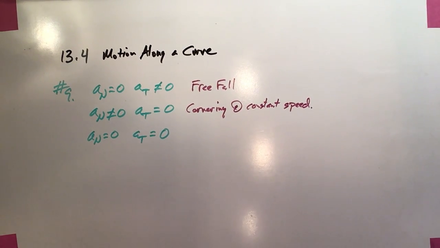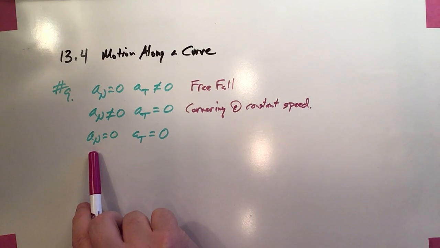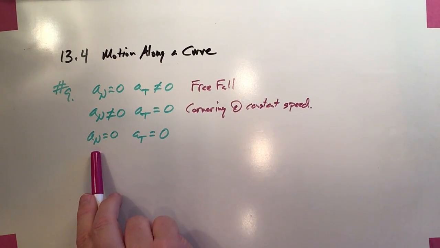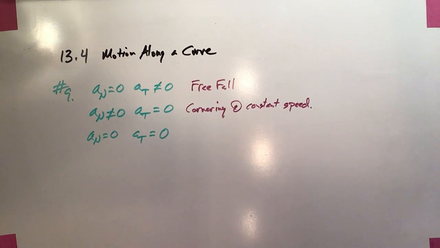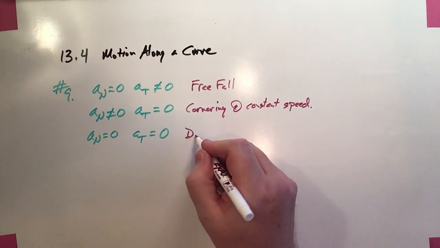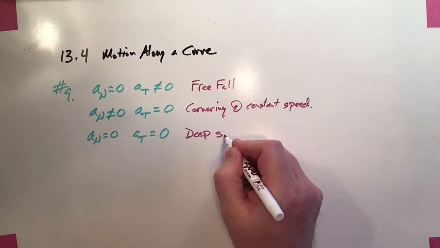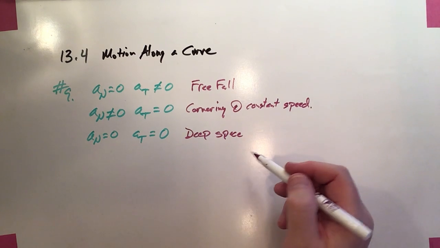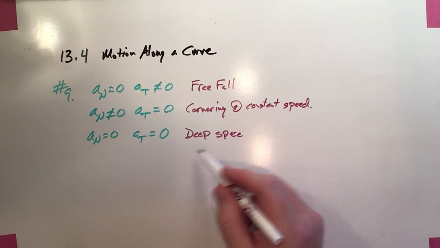Okay, the final scenario is imagining when both accelerations are 0. This would be a condition where there is no acceleration. The object is not turning, nor is it speeding up or slowing down. And this is far more common than you imagine. An object in deep space, far away from any gravitational force, is actually going to move with this.